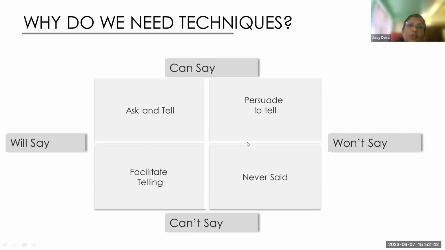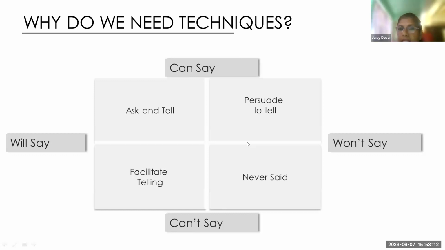What they can say and will say, you can ask and they will tell you. All the logical questions come out immediately. You ask and they'll give you their name, their age, all of that. What they will say but can't say is what they are not able to express, something like a value, something like a cultural impact on their behavior. It's very difficult for the customer to say or express that, and there you need to facilitate the whole telling part.